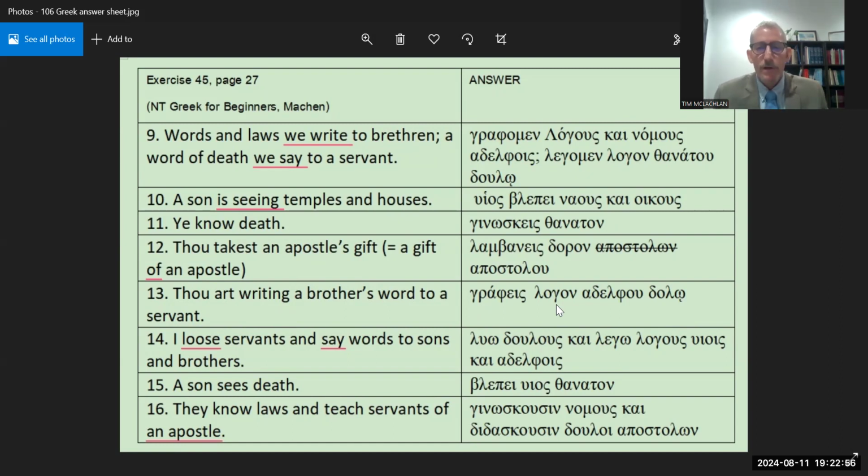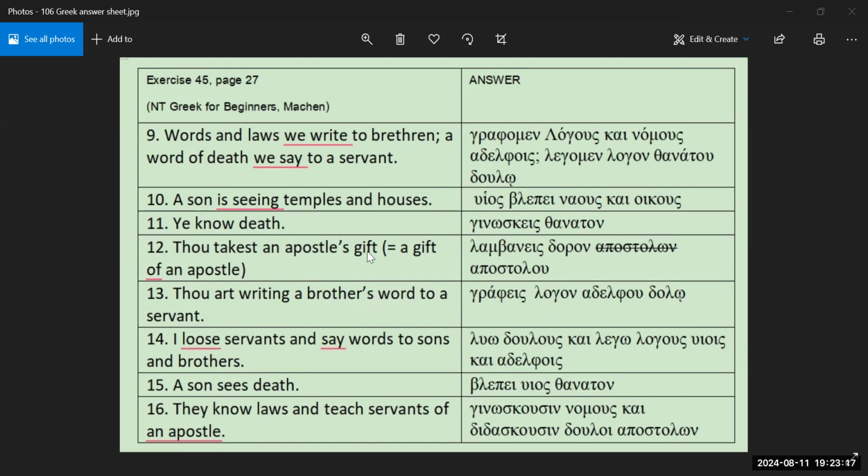But I guess a word can also mean a message as well. So they could say you are writing a brother's message, or you might have different words for that. But when you're doing the translation work for your homework, try to keep it as literal as possible, even if it doesn't make sense. I think the idea is to make sure that we're getting the Greek correct.